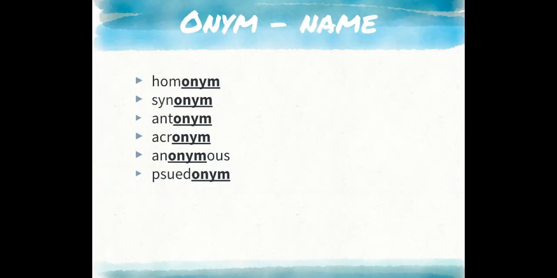Your last root is onym, which means name. Your words are homonym, synonym, antonym, acronym, anonymous, and pseudonym. Once again, there's not a whole lot of ways that you can break these apart. You're just going to need to remember that a lot of times this root comes at the end of the words. The exception is anonymous. So homonym, synonym, antonym, acronym, pseudonym. So just think about that. And then anonymous, you're going to have to break apart anonymous.